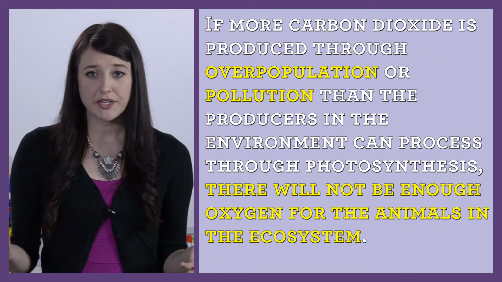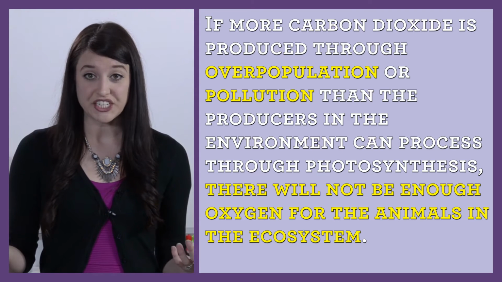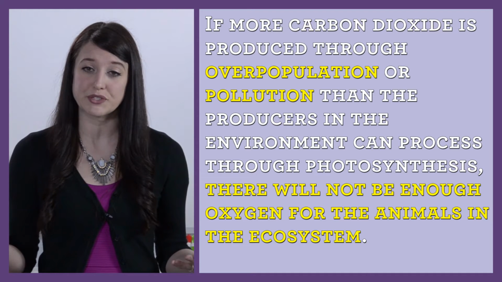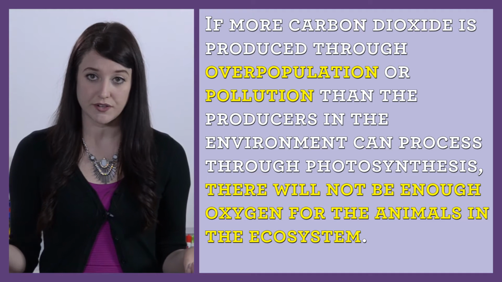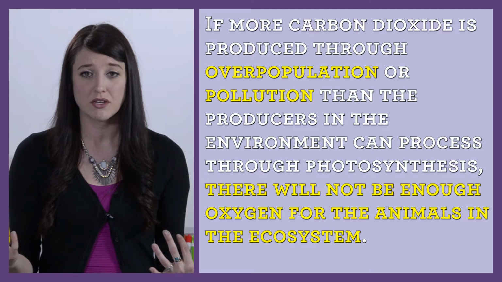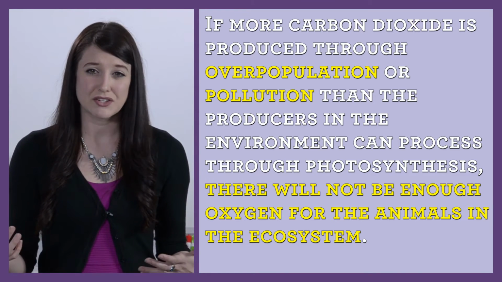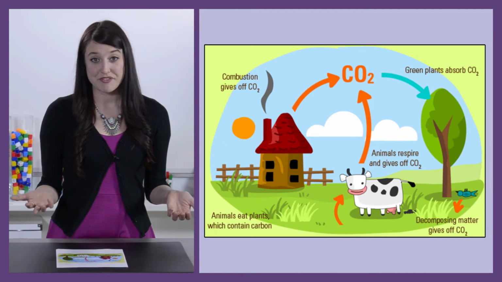If more carbon is produced through overpopulation or through pollution than the producers in the environment can actually process through photosynthesis, there will be an excess of carbon in the atmosphere, which then cannot be processed and brought back into the organisms through the process of photosynthesis. This excess is dangerous to an environment. So let's take a look at a diagram of the carbon cycle.